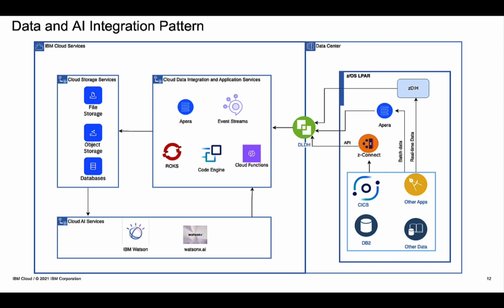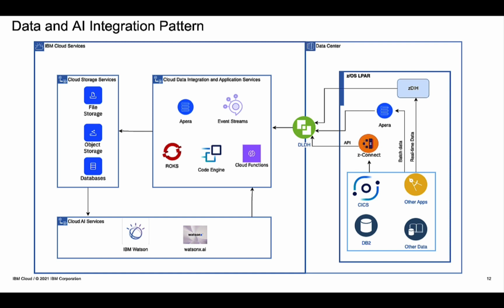Now that we have a robust hybrid cloud platform with APIs, we can enhance the core application with front-facing applications, as well as generate reports, analytics, and perform AI through data and AI patterns. In this diagram, you will see the Z tools and IBM Cloud services to perform data migration on batch or real-time data.